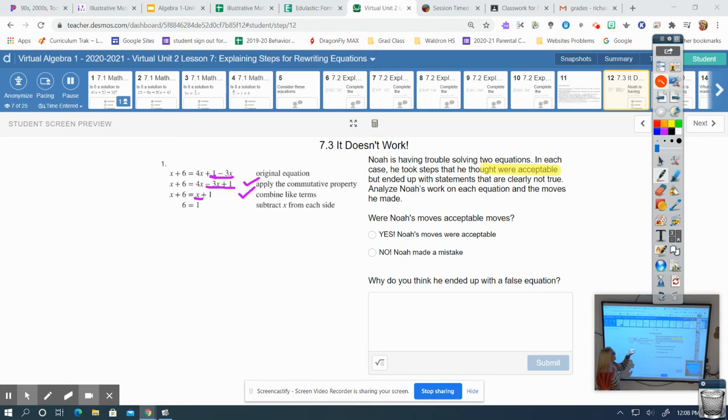So the next step is to combine your like terms. When you do that, if you're adding or subtracting a variable and it cancels out, we no longer have it. So with whatever is left, 6 equals 1 is not a true statement. So he did everything that was acceptable and appropriate. He did the steps correctly, but ended up with a false statement because the two equations aren't equivalent. They're never going to be equivalent. 6 will never be equal to 1. Okay?